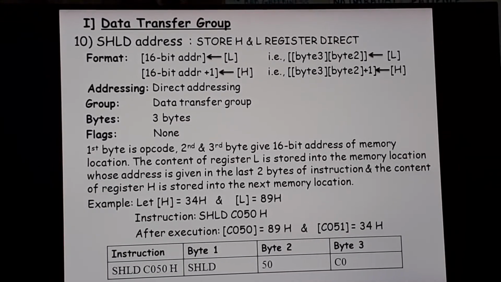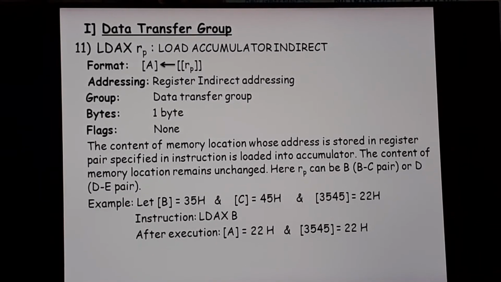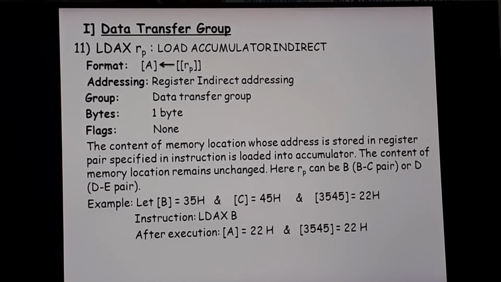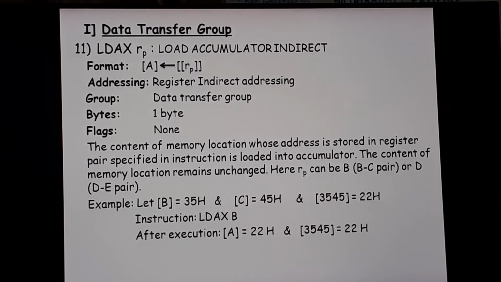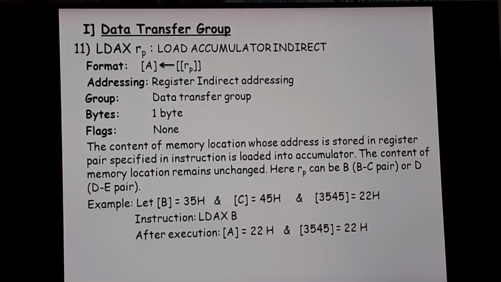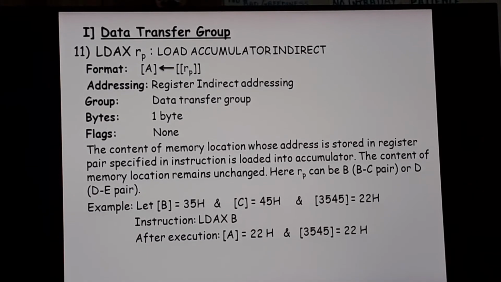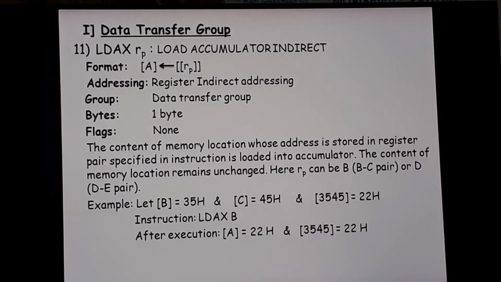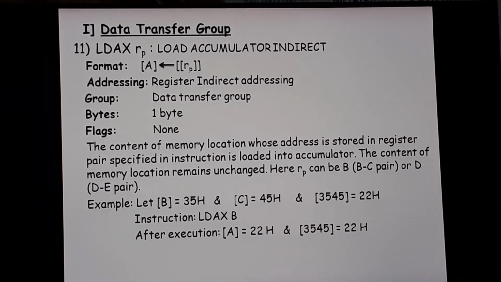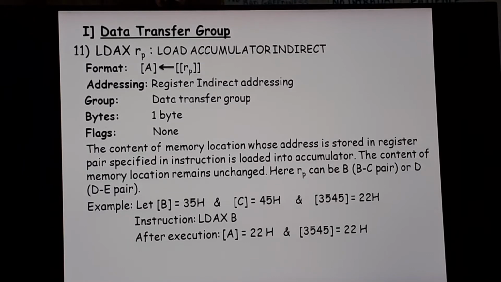Okay, this was SHLD. Now let us see the next instruction, that is LDAX RP. LDAX stands for load accumulator indirect. Now this is register indirect addressing mode. Why? Because the full form itself says it is indirect. So load accumulator indirectly. The format is that the data of the register pair will be transferred to A, hence the arrow is pointing towards A. Addressing mode is register indirect addressing mode. Group is the data transfer group itself. Byte is 1 byte, since there is no address, that is the operand is not mentioned in the instruction, so it is a 1 byte instruction. Flags affected are none.